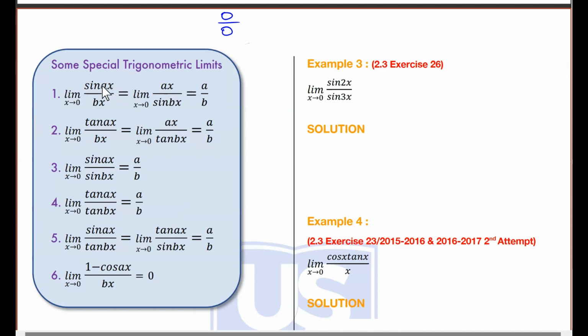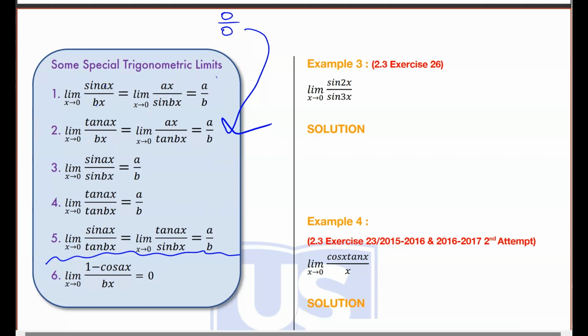The coefficient at the top is a, coefficient at the bottom is b. So it's always the coefficient of x's. When we have 0 over 0 condition, we apply these rules. All right, it's always a over b.